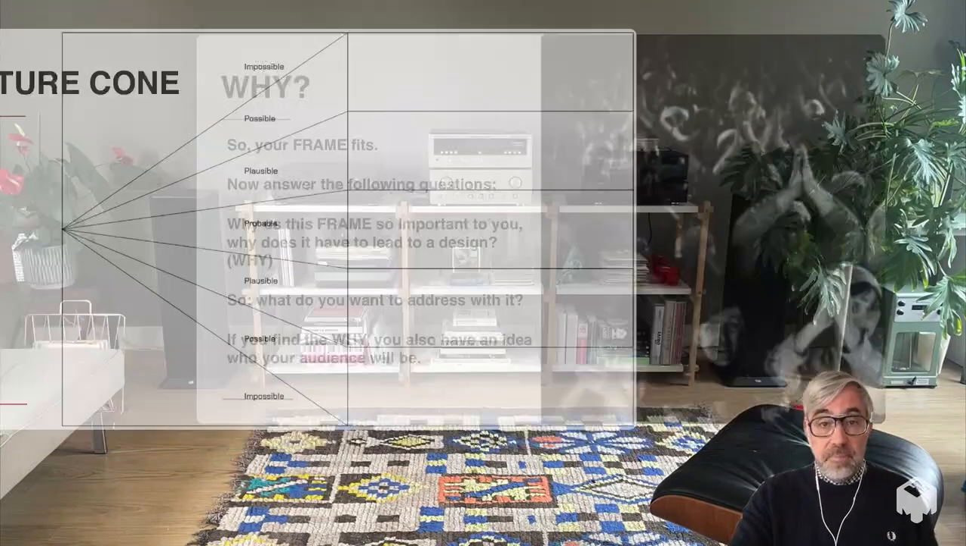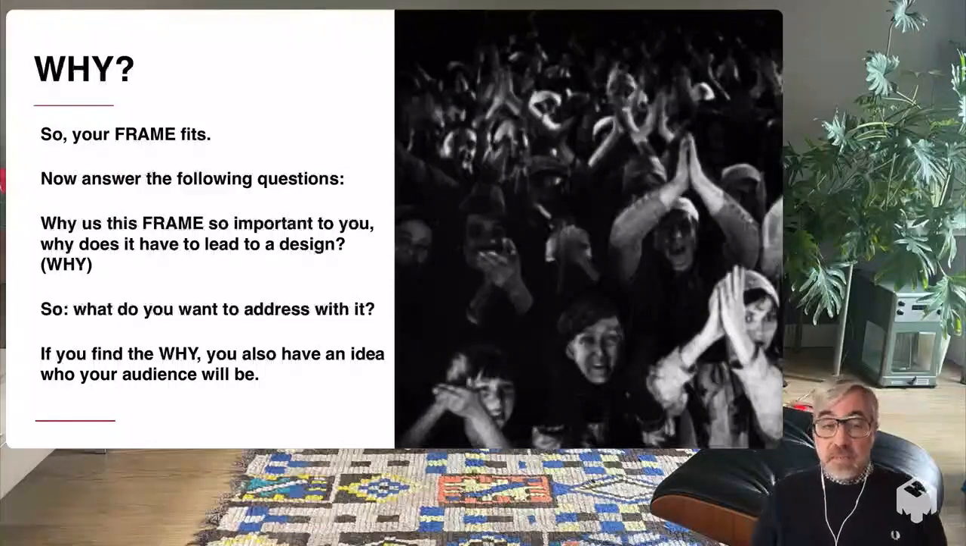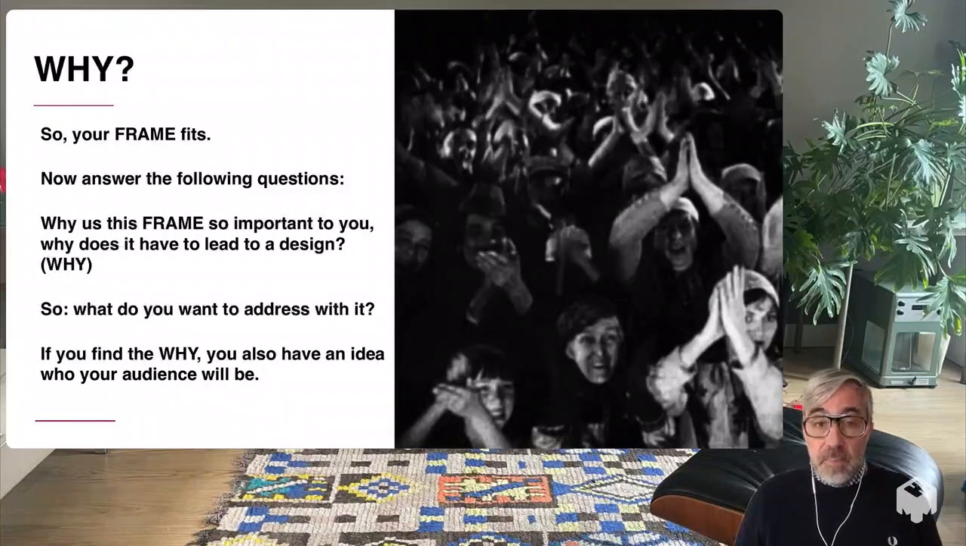If we've done that, you are going to try and answer the question, why is this frame so important? Why do we do this exercise? Why is the trend or the couple of trends in our frame so important to come up with all this fuss about it?